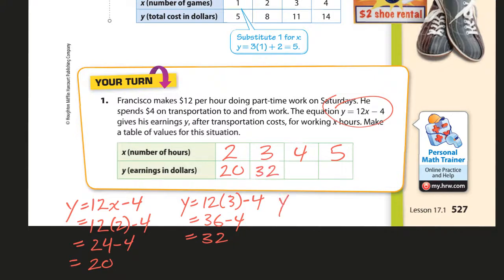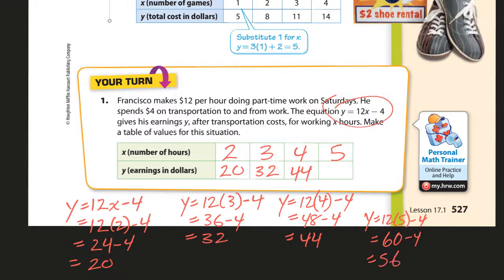Then y equals 12 times 4 minus 4. That's 48 minus 4, which is 44 bucks. And then the last one, 5. So y is 12 times 5 minus 4. 12 times 5 is 60, minus 4, and that's 56 bucks. And there's our table from our equation. There you go.